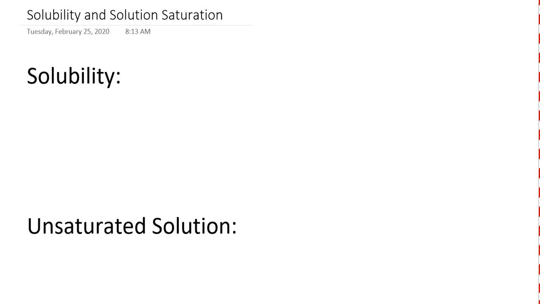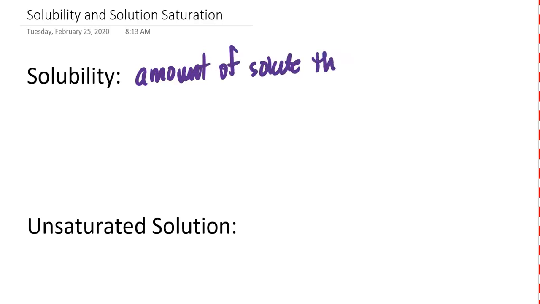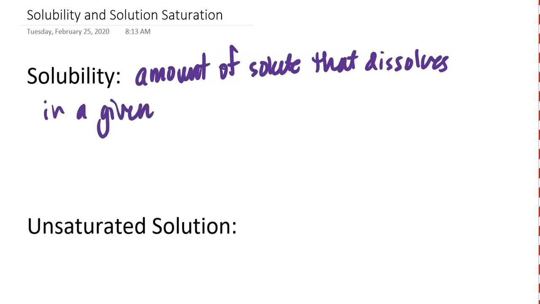So let's first define what solubility is. Solubility basically just means the amount of solute that dissolves in a given amount of solvent. Okay, because as I'm sure we're aware, we cannot expect a solvent to just dissolve an infinite amount of solute. Basically, at some point you reach a limit. And so the solubility is that limit.